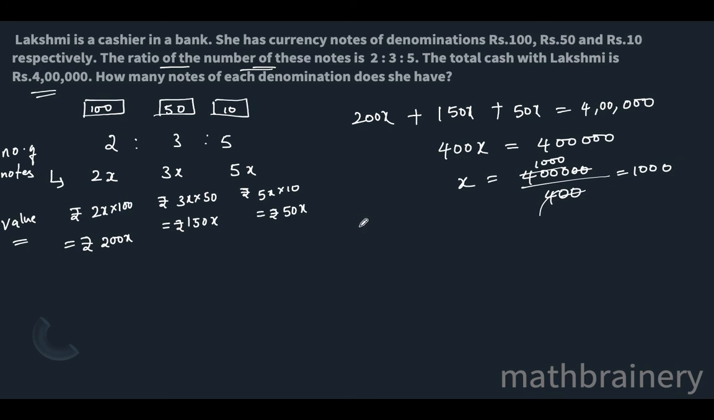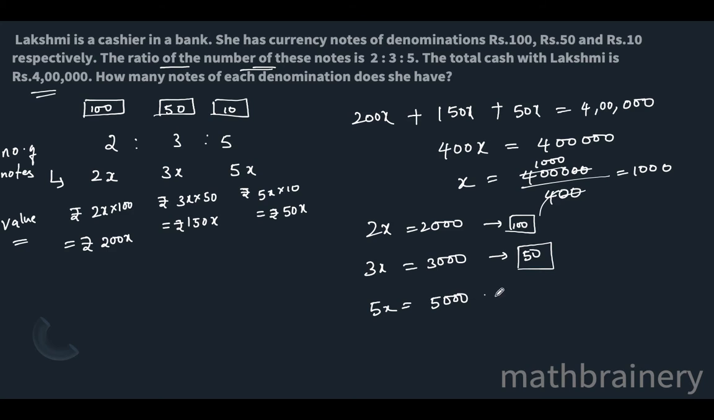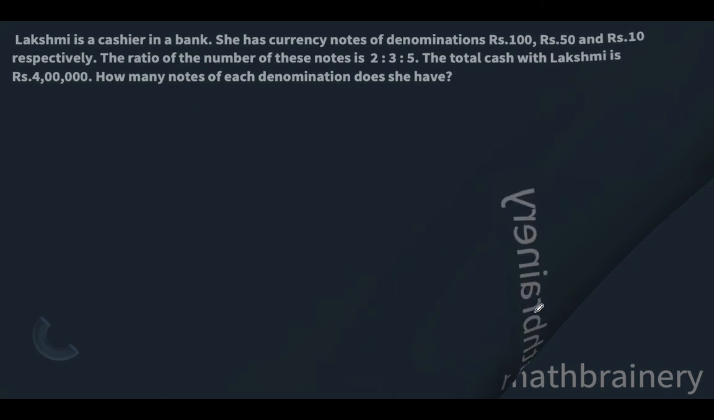Now when x value is 1000, 2x must be 2000. That means the number of 100 rupee notes with her is 2000. The number 3x must be 3 into 1000, which is 3000. So she has 3000 50 rupee notes with her, and 5x must be 5 into 1000, which is 5000. So Lakshmi has 5000 10 rupee notes with her. So these are the number of notes of these denominations. She has 2000 100 rupee notes, 3000 50 rupee notes, and 5000 10 rupee notes. Let's look at the next question.